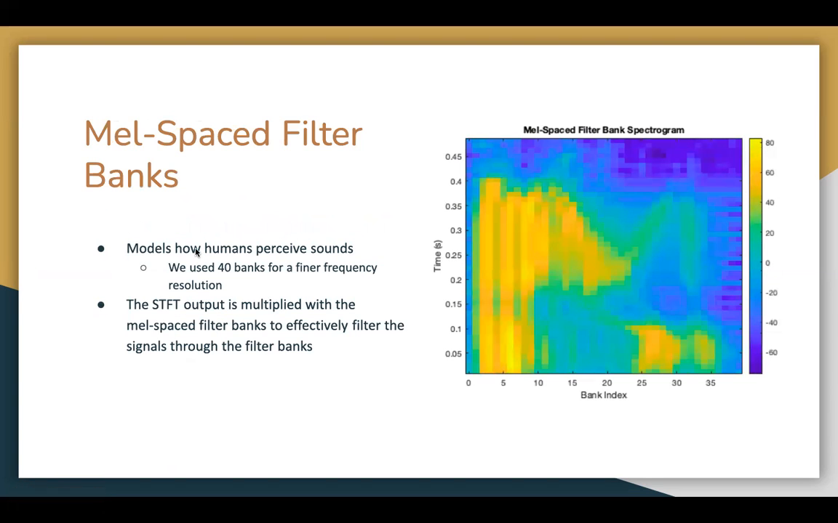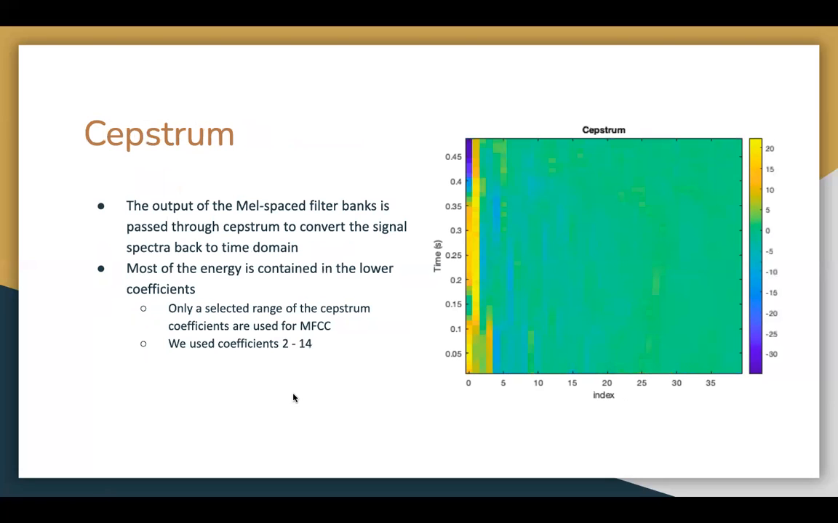And then the next thing we do is we pass the signals through a mel-spaced filter bank. The mel-spaced filter bank models how humans perceive sounds, where lower frequency banks are spaced linearly apart, and then higher frequency banks are spaced logarithmically apart. We used 40 banks to get a finer frequency resolution. And then to effectively filter the signals through this filter bank, we multiplied the STFT output with the filter banks. And here's the output of the filter banks.